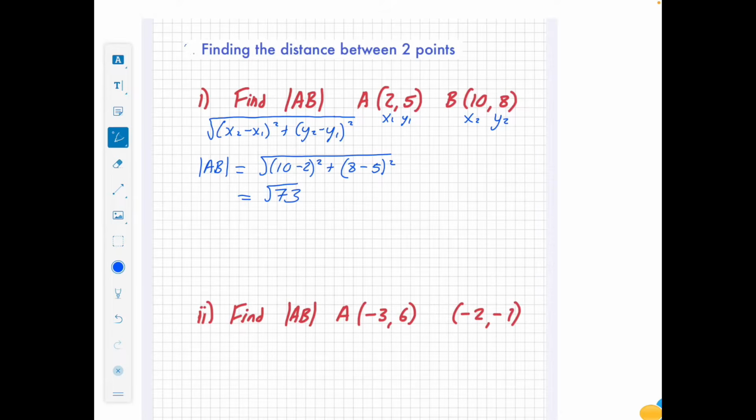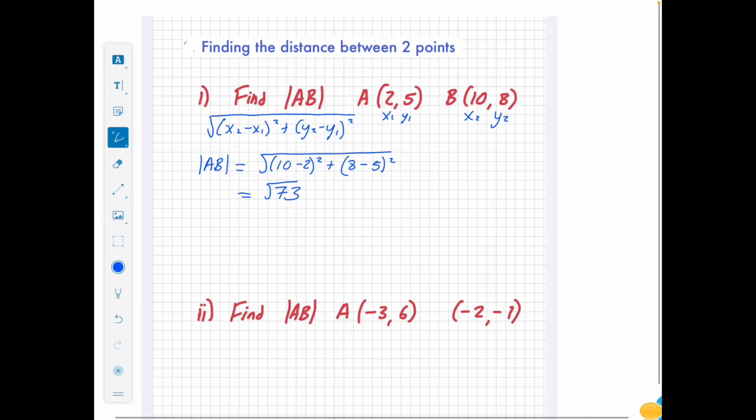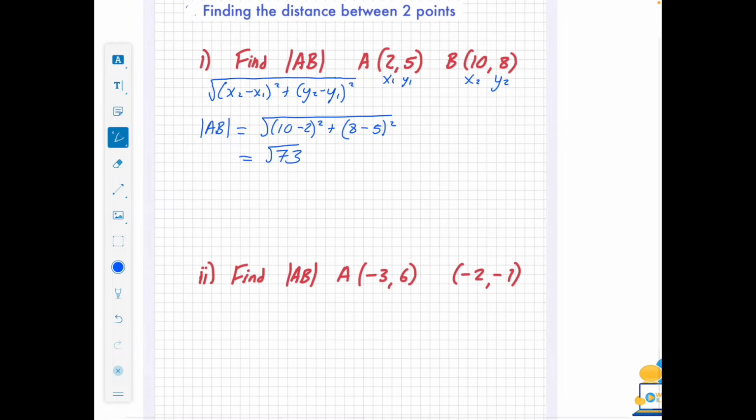Okay, now the next one, same question, except there's some minus signs thrown in. This is how you get caught out with these questions. Minus signs, forgetting to add in the extra minus sign. So find the distance between A and B. Again, the same question. First thing, we're going to write down our formula. x2 minus x1 all to be squared plus y2 minus y1 all to be squared, and we're going to label our points. So x1, y1, x2, y2.